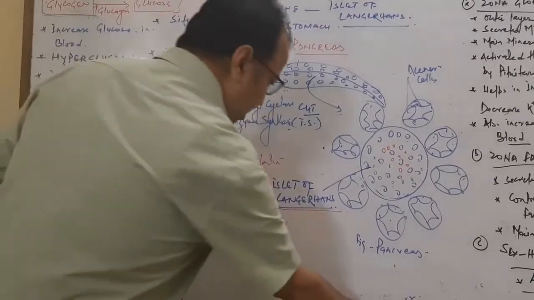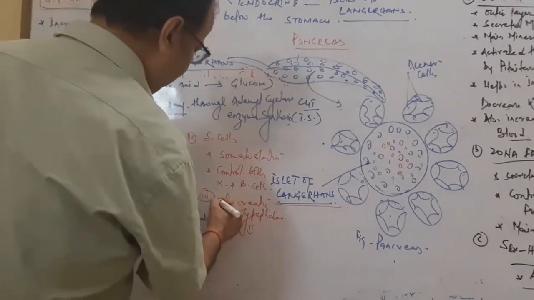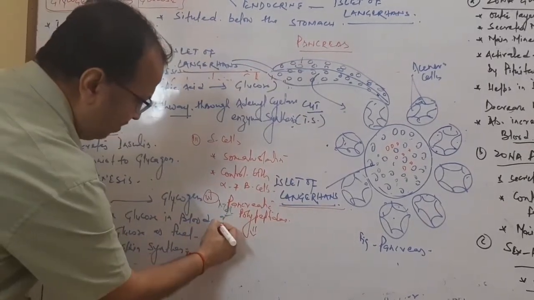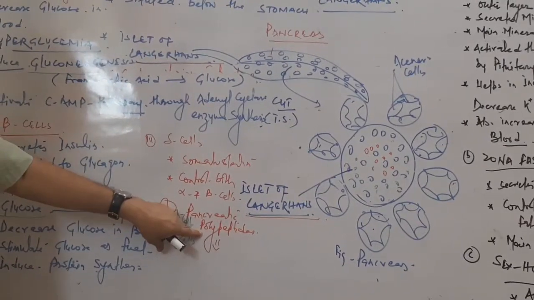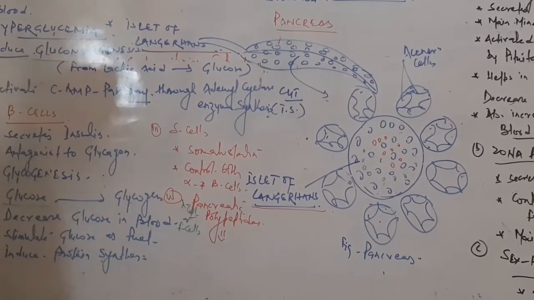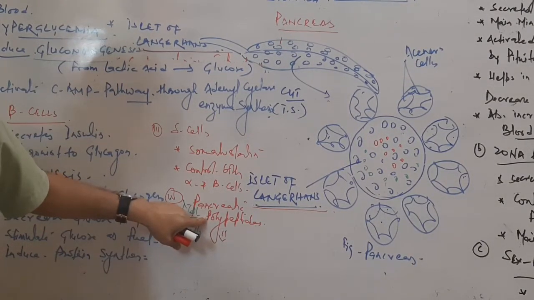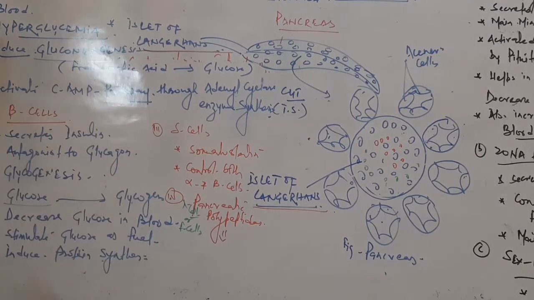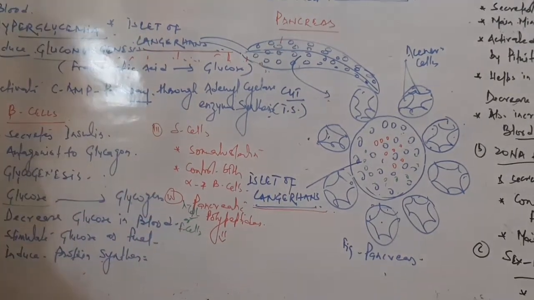Another cell is the gamma cell, or F cell, which secretes pancreatic polypeptide. This hormone helps induce the secretion of pancreatic juices. So this is the function of alpha, beta, delta and gamma cells. Okay, so this is all related to the islet of Langerhans.